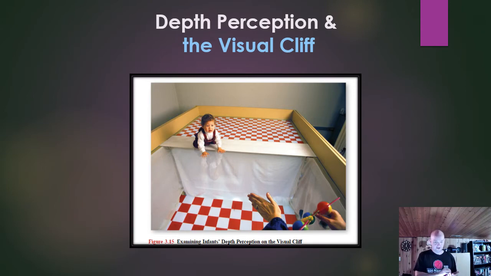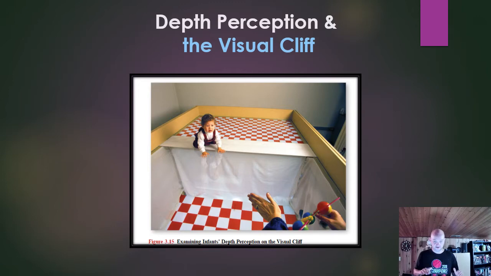This is Eleanor Gibson and Richard Walk in 1960, and they constructed this idea called the visual cliff. They did this by creating 2 levels of this checkerboard pattern, you're looking at it on the screen there, one at the height of a table and the other at the height of the floor. So basically waist height and ground. The drop-off was covered by glass so that it was safe for babies to crawl over the visual cliff.